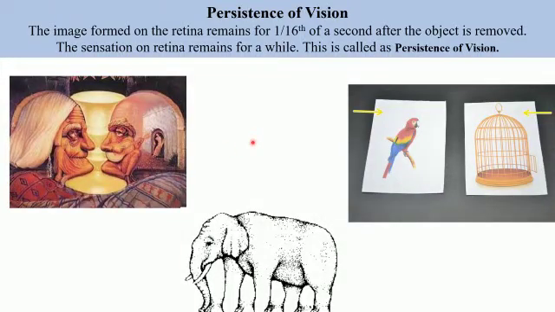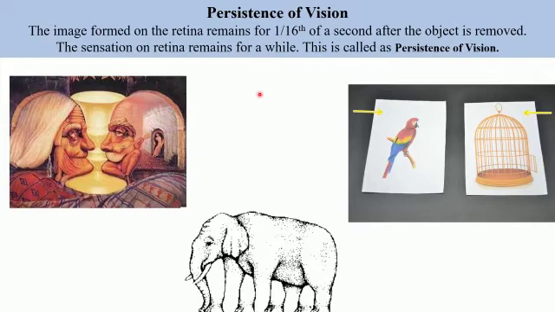Coming to another interesting topic of persistence of vision. Now we know that we are able to see the objects around us because the image of the objects is created on the retina. And we are able to see that object so long as the object is in front of us, because so long as the object is in front of us, its image remains on the retina. But the moment the object is removed, the image also disappears from the retina.